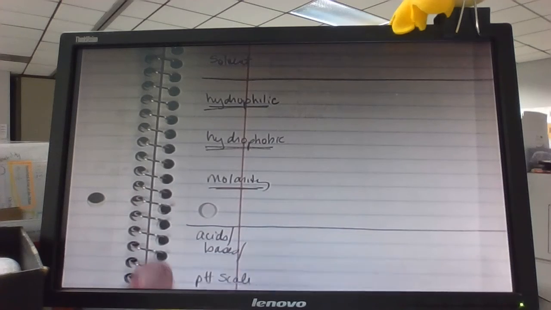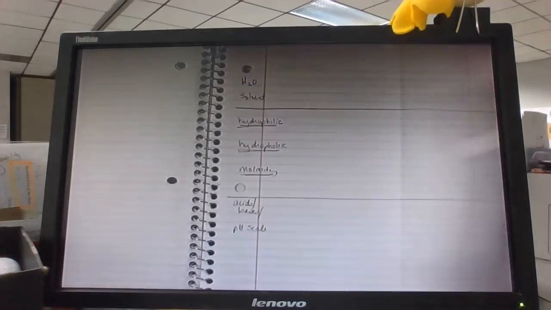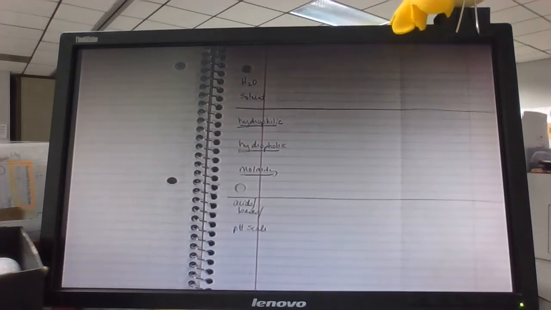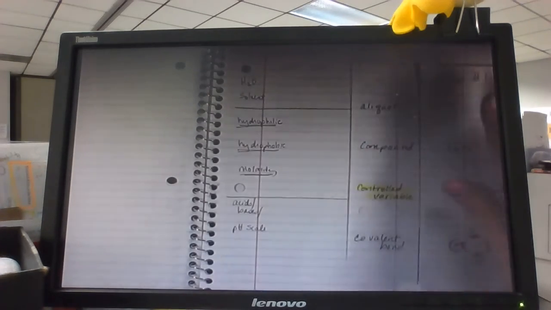Okay, so that's notes. The vocab is set up the same way. So this is on a separate sheet of paper because we used to put it in the binder instead of the spiral notebook, and now we just have it all in one place, so it's easier. But you're going to do the same thing.